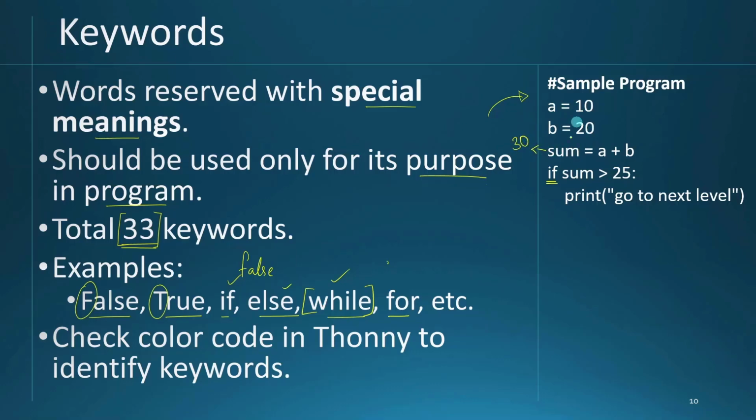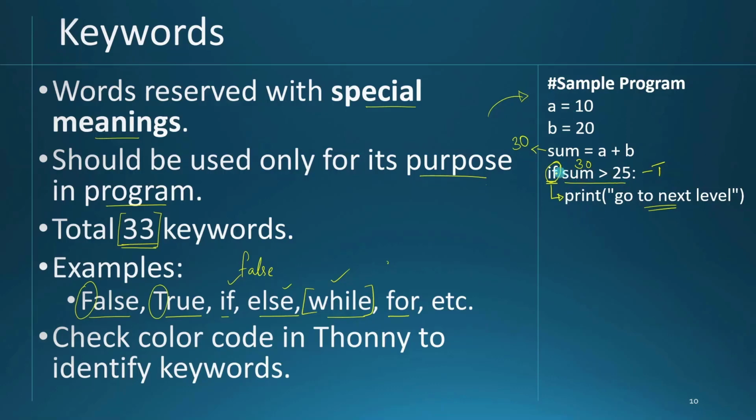We have seen this in the previous program. Now the if condition is checking whether 30 is greater than 25. You can see this is true because the value of sum is 30. So when it is true, the statement inside if will execute. It will print go to next level. What I want you to understand is that after this keyword if, Python expects a condition check.